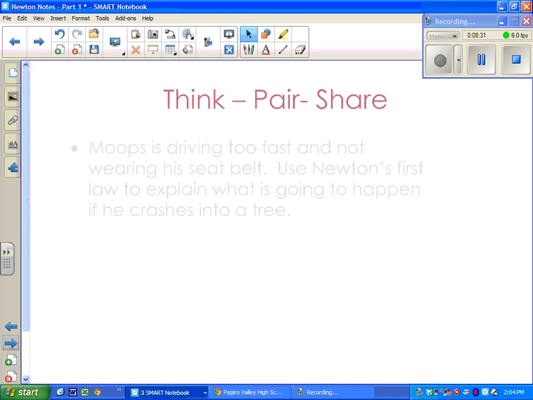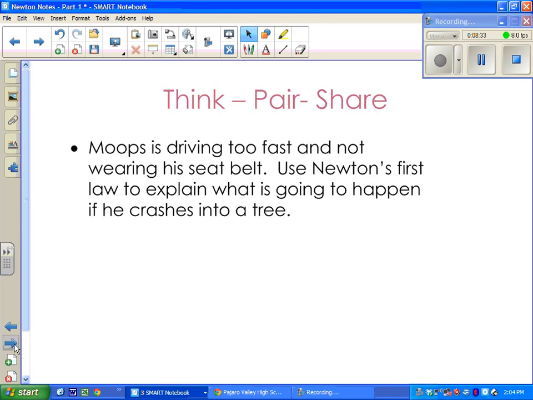All right, so here are two other examples. I don't think we did these in class, but they're here. Moops is driving too fast and not wearing a seatbelt. Use Newton's first law to explain what is going to happen if he crashes into a tree. Because Moops is in motion and the car is in motion, they want to stay in motion. So when he hits the tree, the car stops, but because he was in motion, he wants to stay in motion, he's going to fly straight through the windshield.